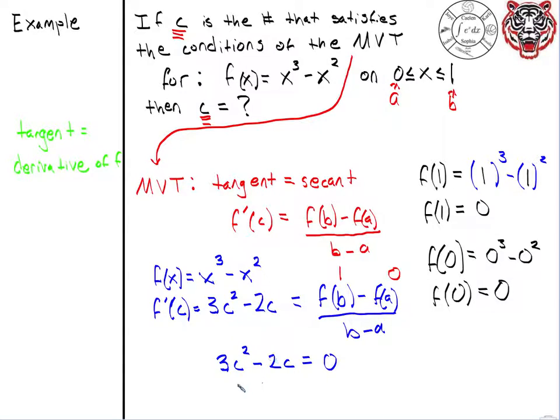All right, so let's go ahead and factor this problem. What can I factor out? What's the greatest common factor? C. C times what goes inside? 3c minus 2. Okay. Therefore, c is equal to what? Could be equal to 0. 0 or 2/3.